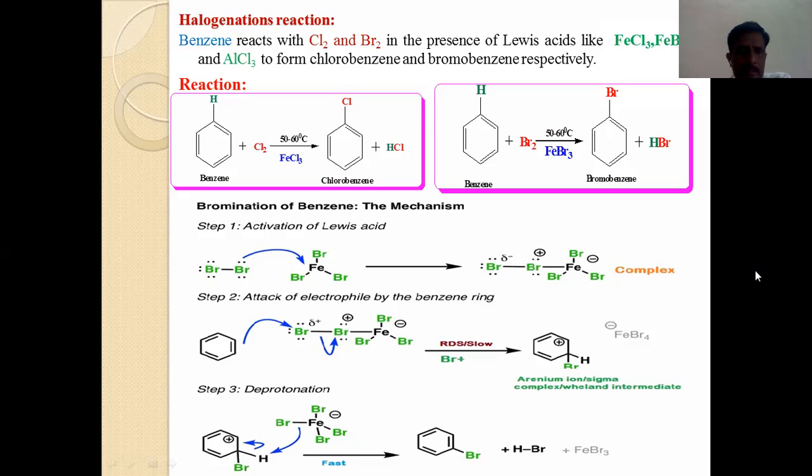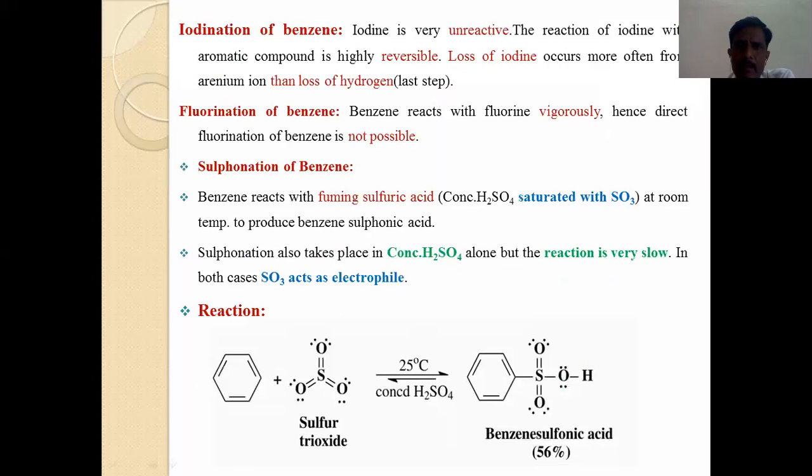So these are the 3 steps in which the bromination reaction takes place. First step, activation of Lewis acid, or complex formation with Lewis acid. Second step, attack of Br positive on the benzene molecule and formation of an arenium ion. In the third step, abstraction of proton, or deprotonation, and finally formation of bromobenzene. Now if we move to the next reaction, that is iodination.